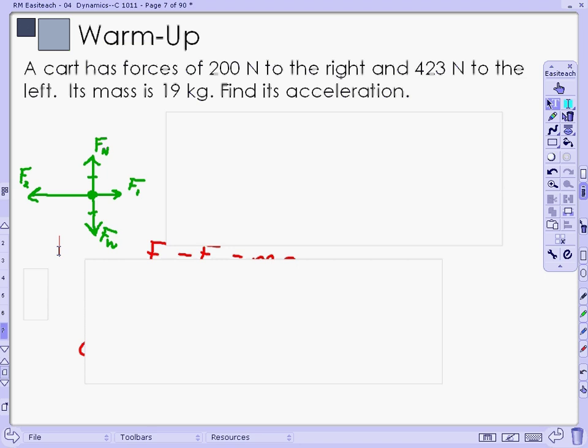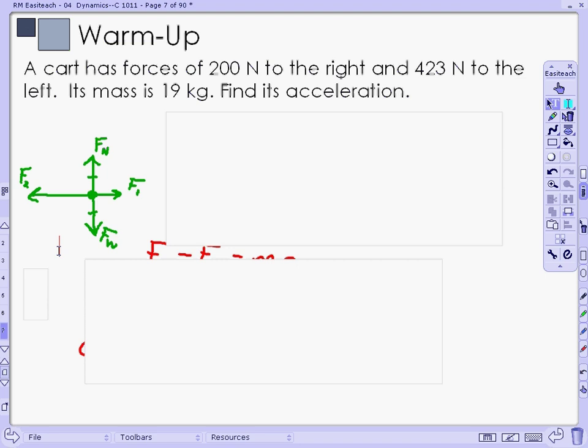No one tells you, but you're supposed to know that there's a normal force and there's a weight. Then you add the two other forces that are acting on it. One is 200 newtons to the right and one is 423 newtons to the left. You should draw that one greater. When I see this on a quiz, I'll expect the greater forces to be drawn greater.